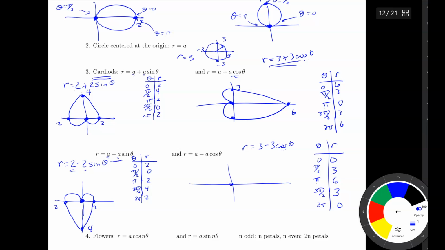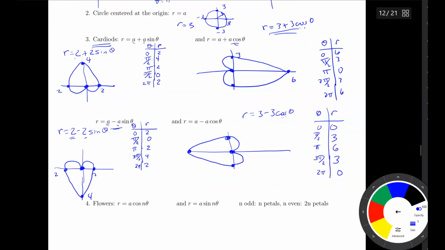Okay, angle 0, the r equals 0. Angle pi over 2, I'm at 3. Angle pi, I'm at 6. 3 pi over 2, I'm at 3, and back to 0 again. So this is the cardioid.